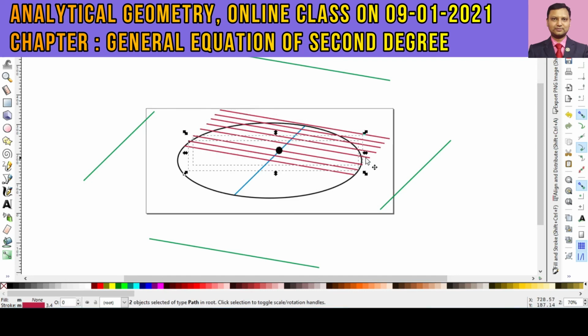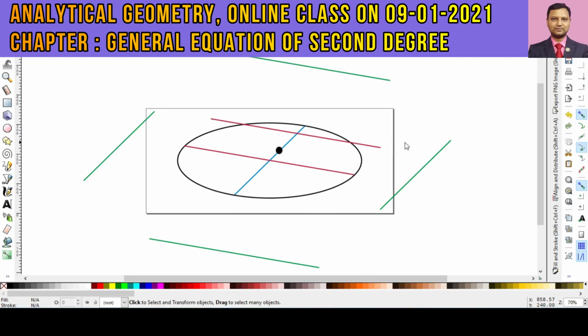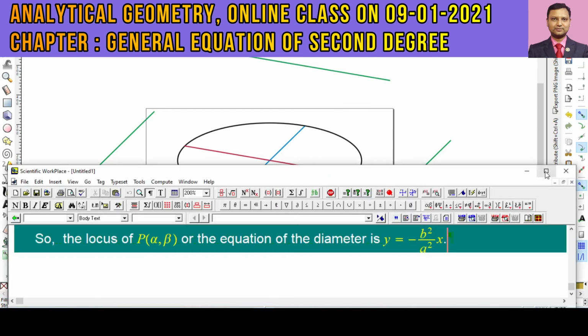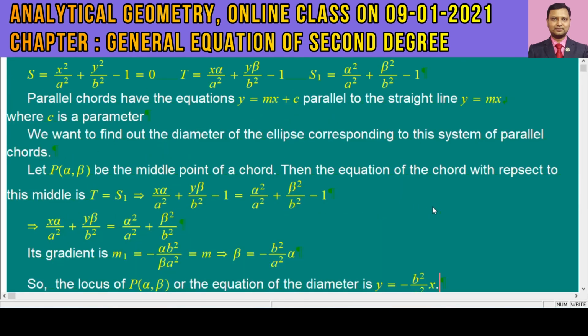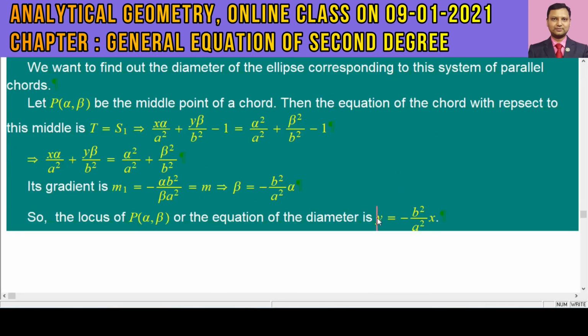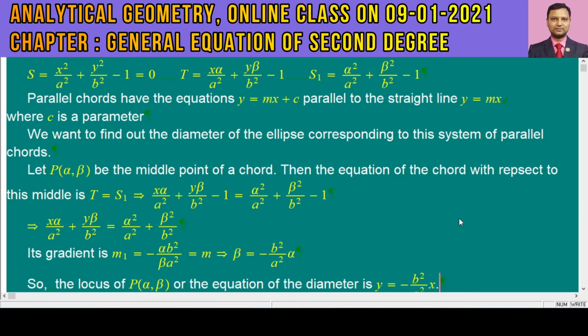I'm not going into the proof of all these diameters. I would just simply say that you please go through the different kinds of curves. For example, I have shown you this ellipse and this straight line that I forgot to mention. One straight line is y is equal to minus b square by a square into x, and another straight line is y is equal to mx.